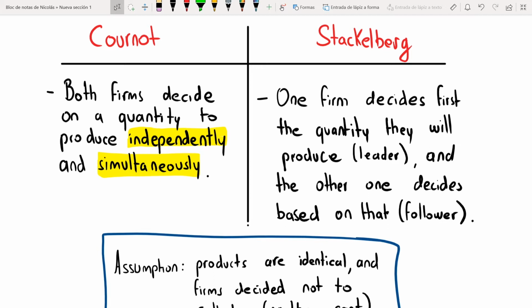In Cournot's model, both firms decide on a quantity to produce independently and simultaneously. What this means is that they don't have any agreement on how much to produce, and they make that decision at the same time. While in Stackelberg's model, one firm decides first on the quantity it will produce, which in some books is called the market leader, and the other one decides based on that, which is also called the market follower.